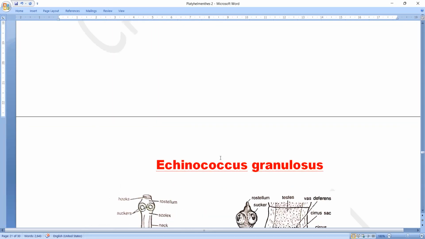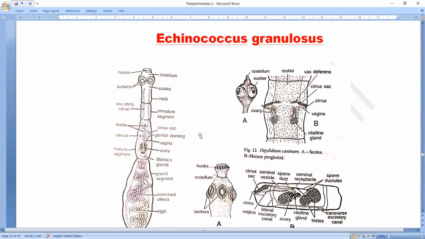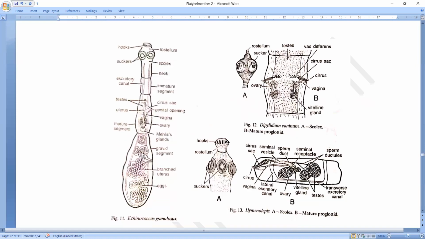So that is about Taenia solium. Next, another small parasite is Echinococcus granulosus. Echinococcus granulosus is also a cestode parasite. It looks like a miniature of Taenia solium. If you observe its body, it also contains a scolex with suckers, hooks and rostellum, and there is a neck and only 3 to 4 segments present.